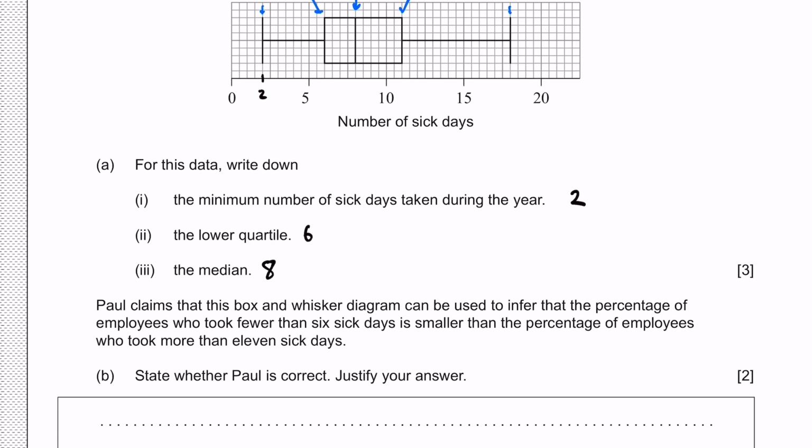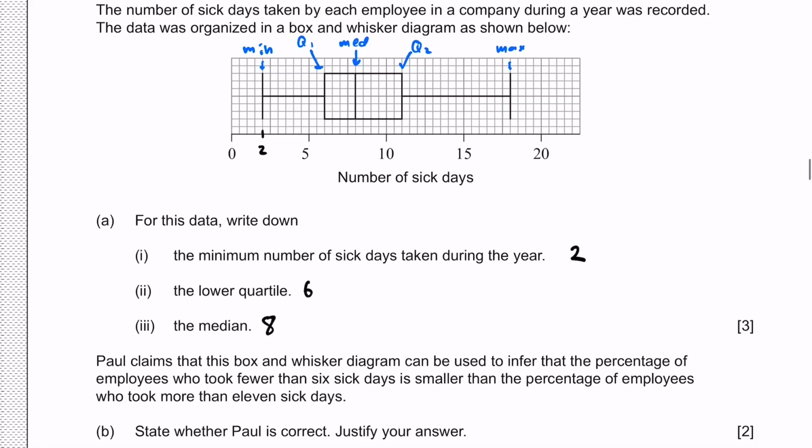Paul claims that this box and whisker diagram can be used to infer that the percentage of employees who took fewer than 6 sick days is smaller than the percentage of employees who took more than 11 sick days. State whether Paul is correct and then justify your answer. So 2 marks. So here we go.